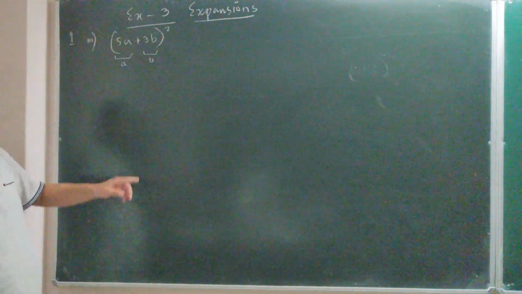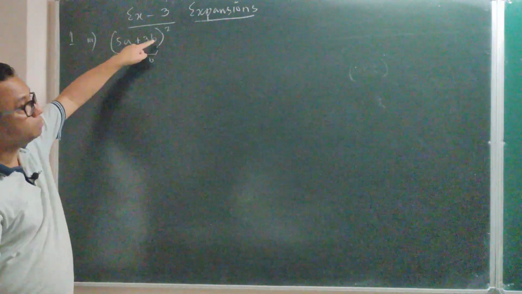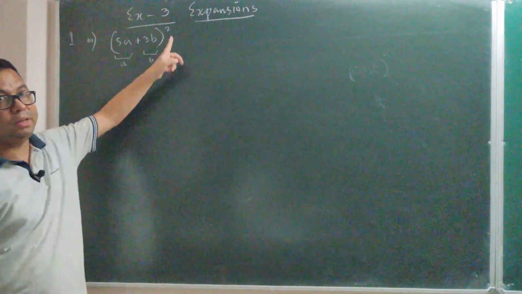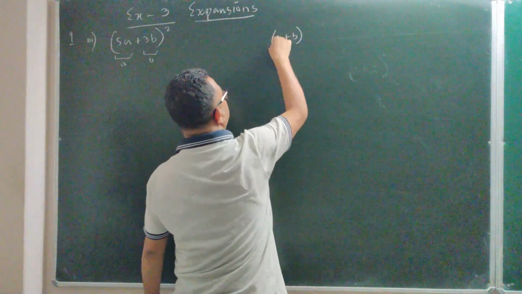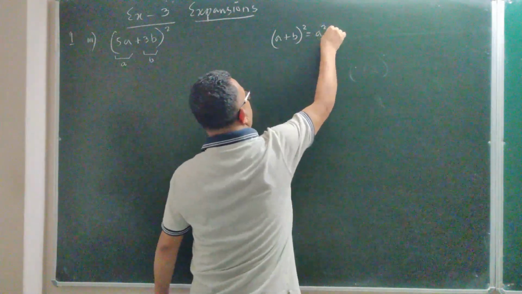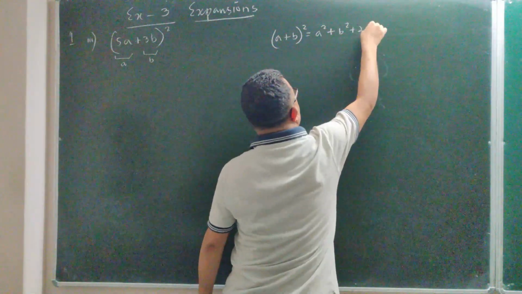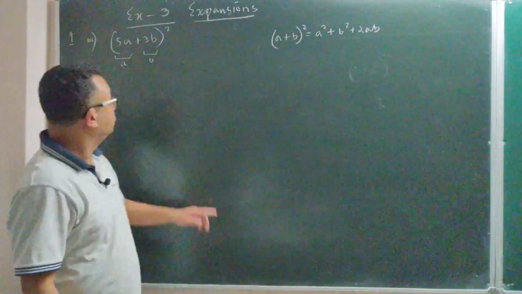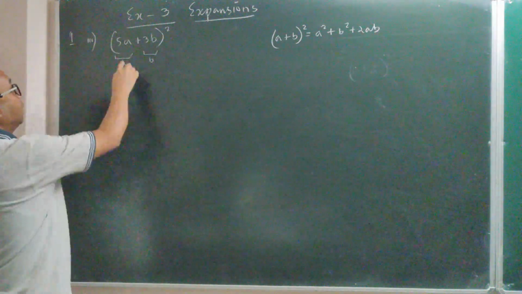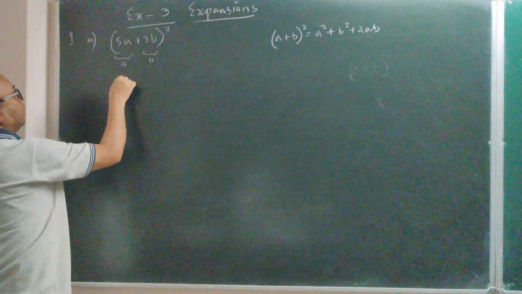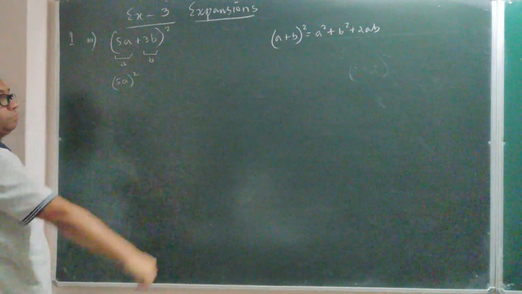So that means which formula should I apply? This is a plus b, so I'll use the formula (a + b) whole square. Since you all know that (a + b) whole square, the first formula that you have learned, is a square plus b square plus 2ab. So I'm going to take this formula now. So a square. Our a is 5a, so here you are, a square.